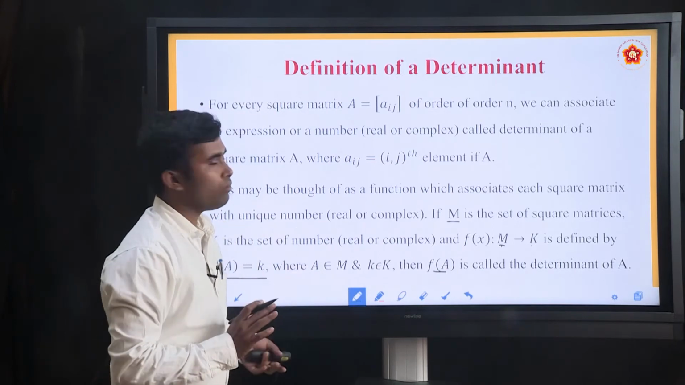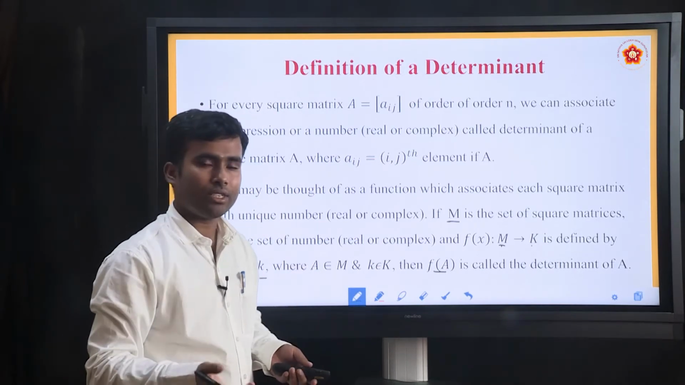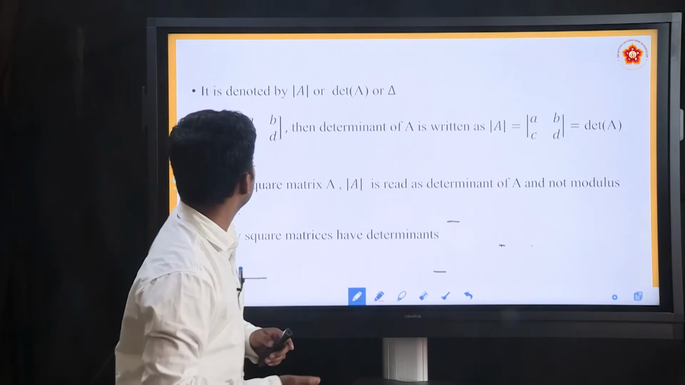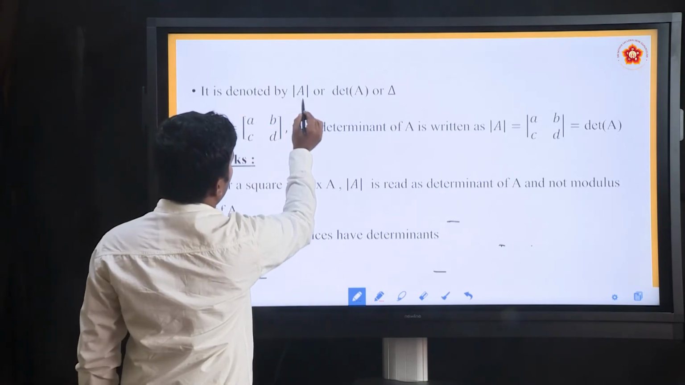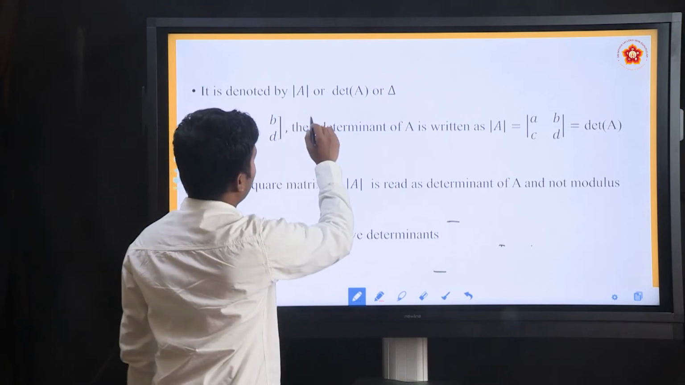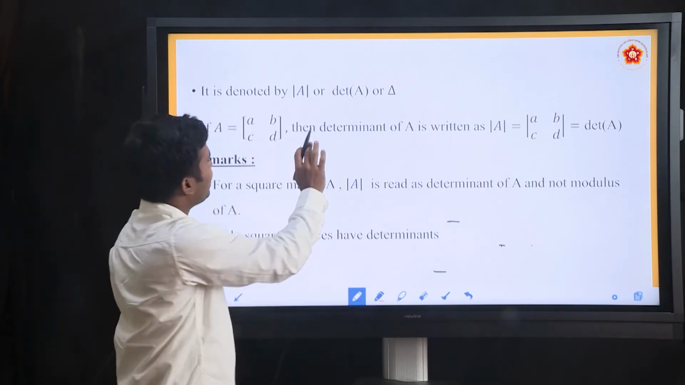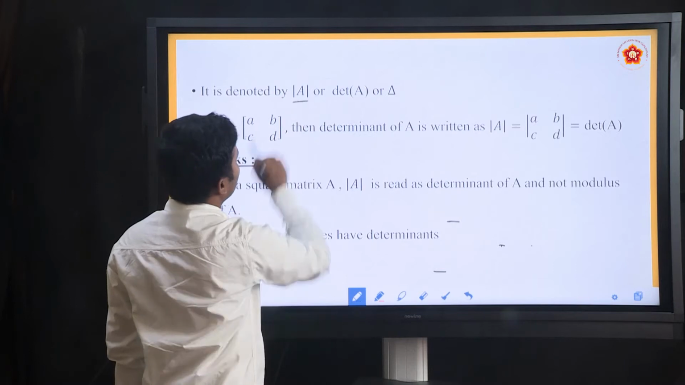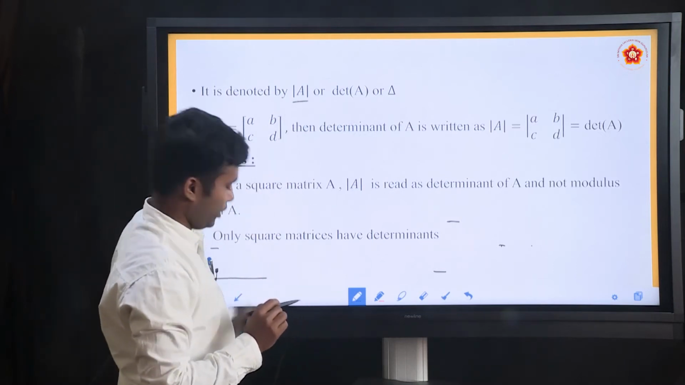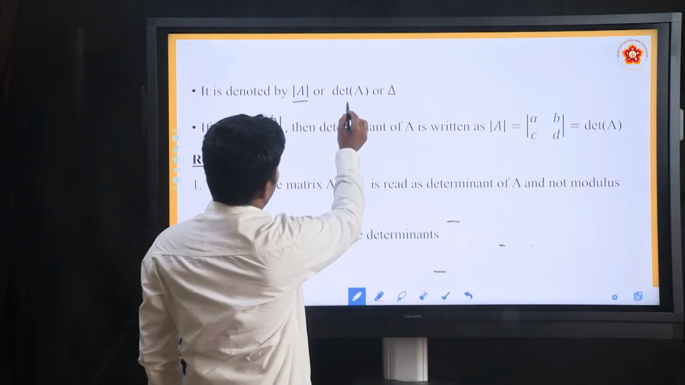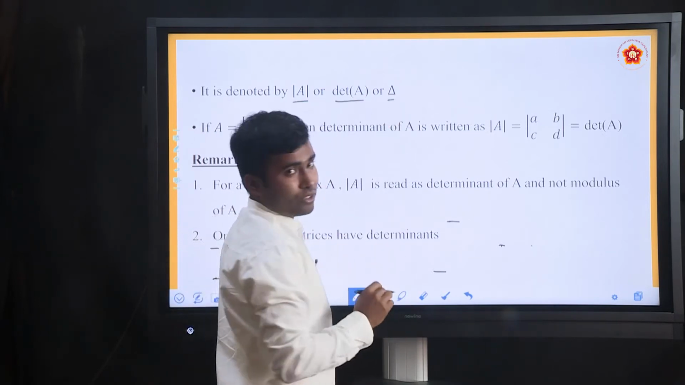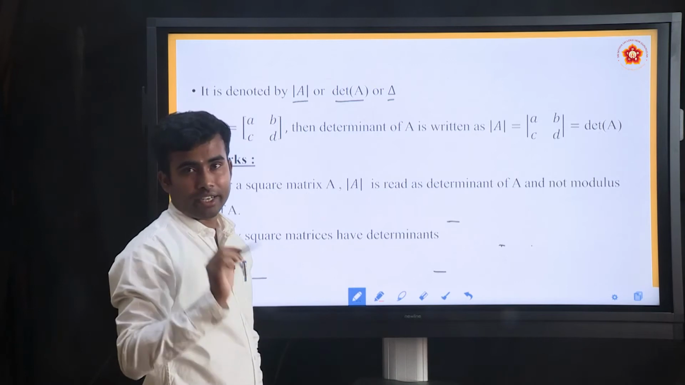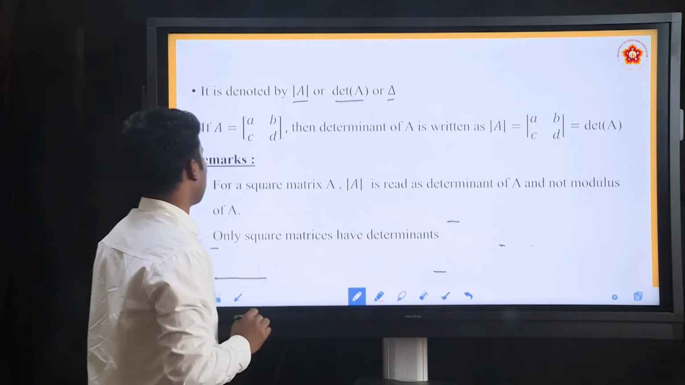Okay. Now we will see the notations of a determinant. See, we can denote a square matrix between two parallel lines. Generally we call it a modulus, but here we do not call it a modulus, whereas we call it a determinant, or simply you can write det of A, or you can simply write delta, which is a small triangle, to denote the determinant of a square matrix.